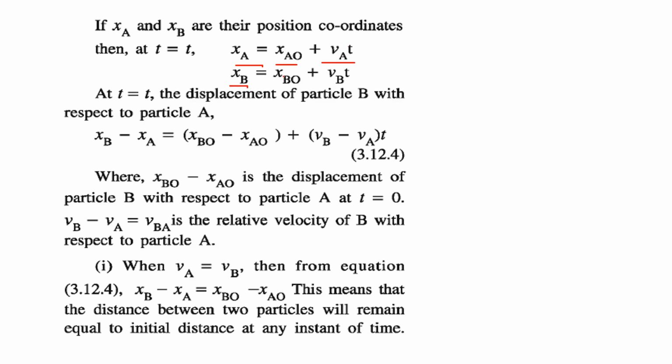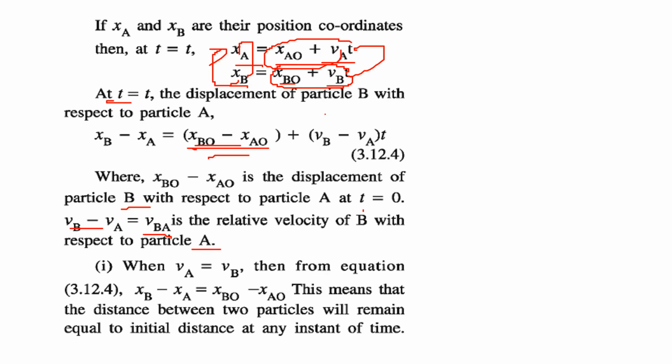XA is the initial distance plus the distance it has travelled in time t, VA into t. Similarly, XB will also be equal to the initial distance from the origin plus the distance B has travelled in time t. And at time t, the displacement of particle B with respect to A will be XBA, so XB minus XA. So XB minus XA, now subtract this from this, we get XBO minus XAO plus VB minus VA into t. Here this is the displacement of particle B with respect to A, because at t equal to 0, initially we know what was the difference.